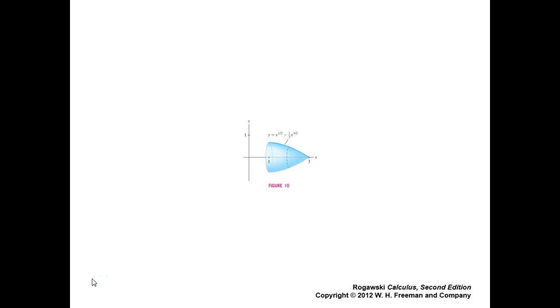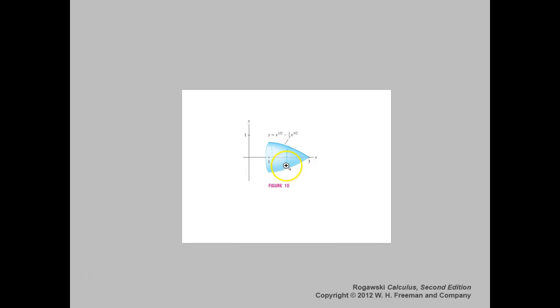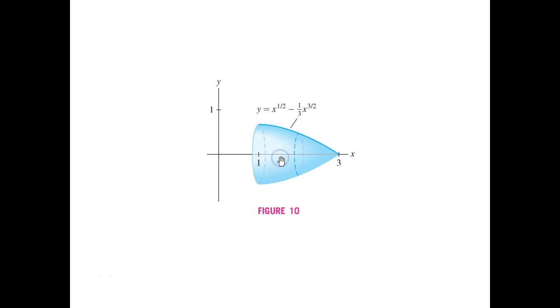Sorry about this. Okay. Here's example 6. Let's go on and blow this up for now. Find the surface area S obtained by rotating the graph of x to the 1/2 minus 1/3 x to the 3/2 about the x-axis from 1 to 3.